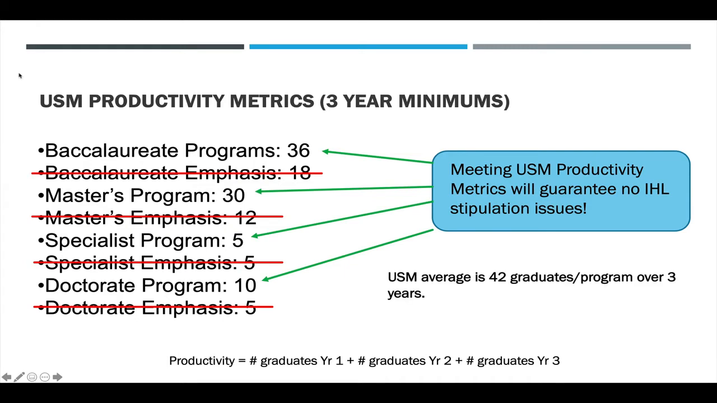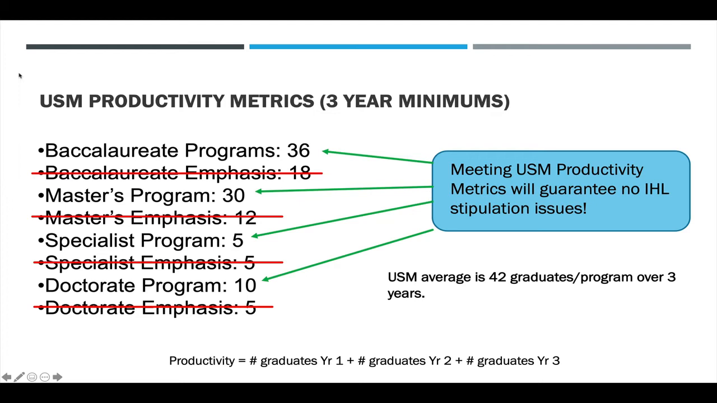Now, you might be thinking that 36 for an undergraduate program may be too high, but what I want to focus on is that it's double the IHL minimums, which, again, if we can achieve that or even get close to it, then we never have an IHL issue. But also note here, it's actually less than our average number of graduates over 3 years on a per program basis at the undergraduate level. So at USM, we average about 42 graduates per program over a 3-year period. And that's, how many graduates do you get in year 1, year 2, and year 3?